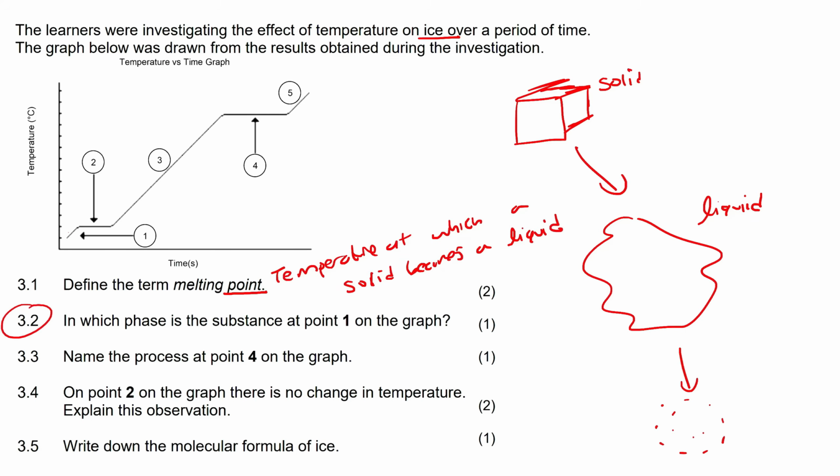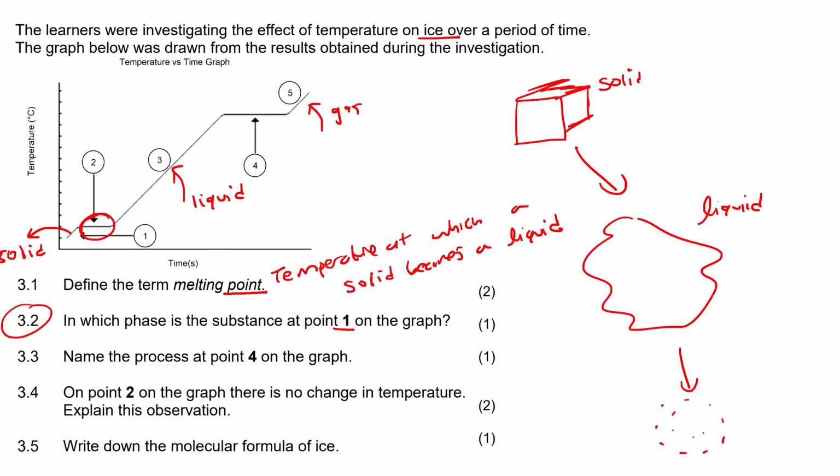This one, in which phase is the substance at point 1? So point 1 is over here. So is it in the solid, liquid, or gas? Well, if you've watched the videos where I explain these curves, you would understand that right here at this very low temperature, at this phase over here, we are in the solid. Okay. Then this phase over here, we are in the liquid. And then in this phase over here, we are in the gas.